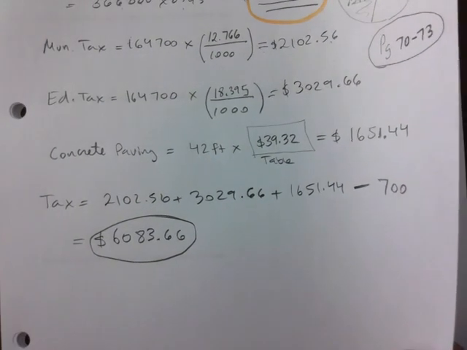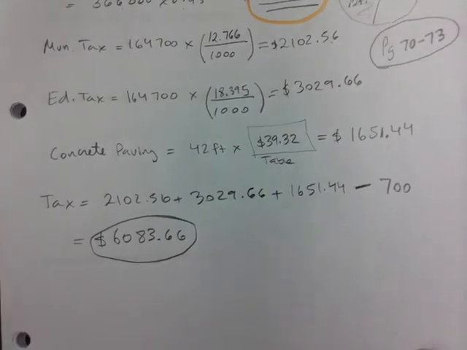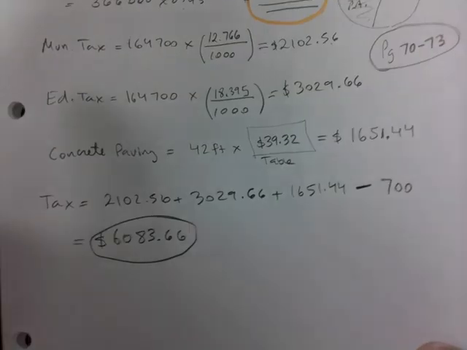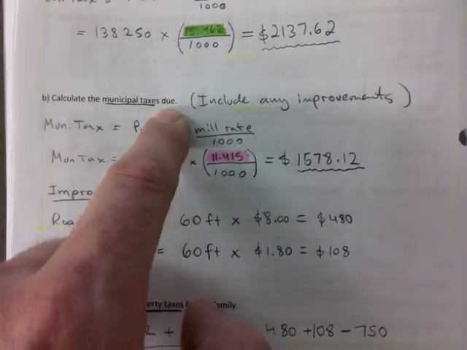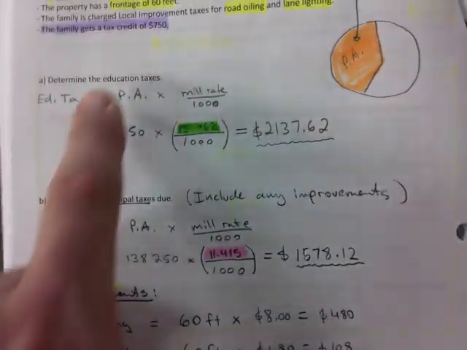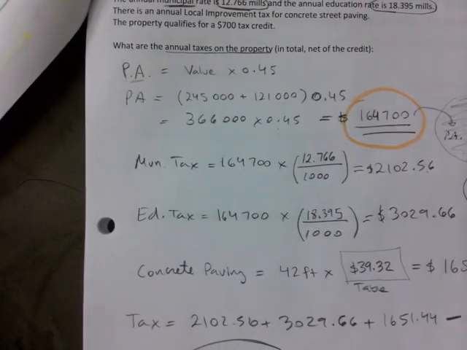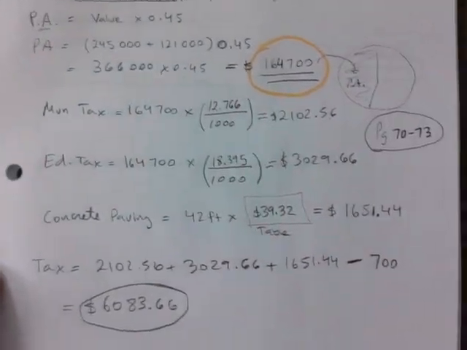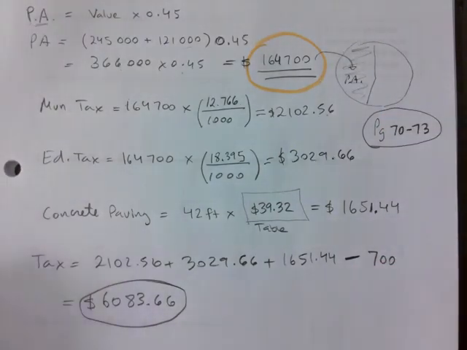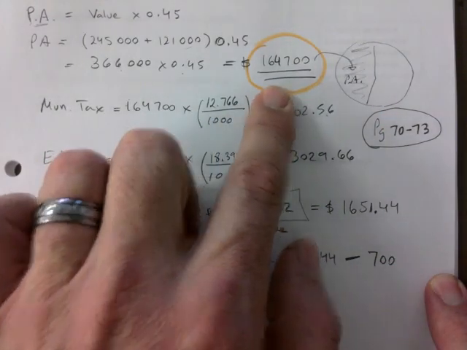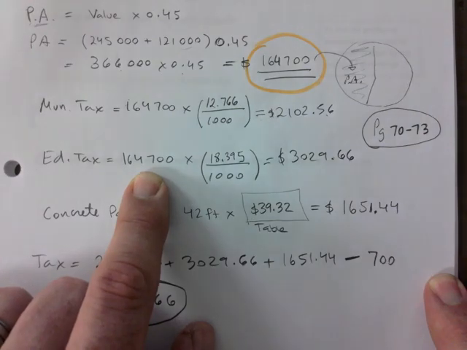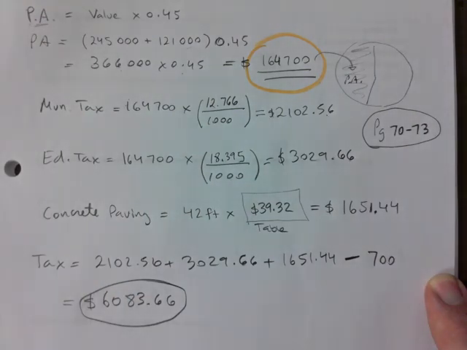Okay, this is it for this example. So I basically have done two full-blown examples. This one was guided, where I tell you, hey, find the municipal, find the education. So this is guided, but you don't need to be told how to proceed. You just go ahead and find your portioned assessment if it's not given, and then you go ahead.